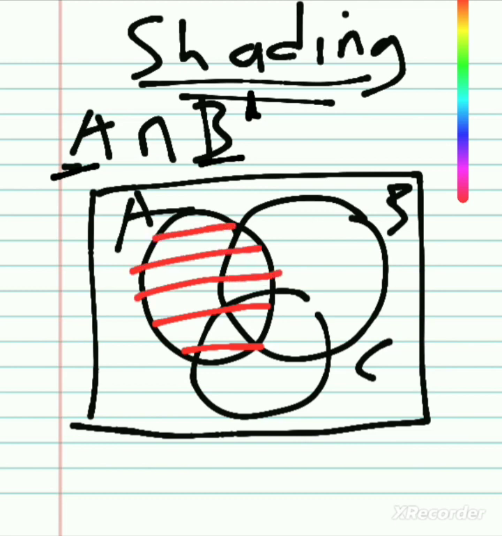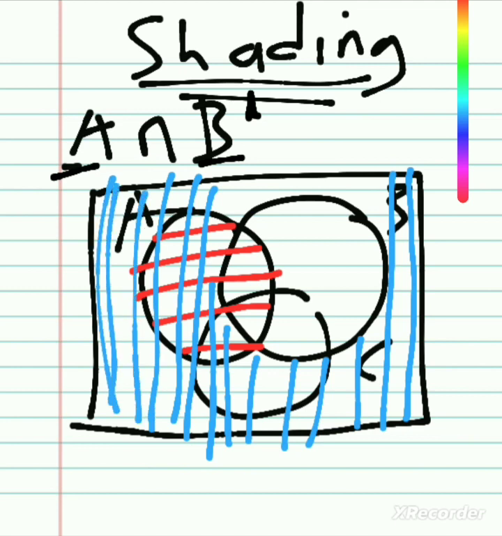B complement is everything outside B. So you avoid B at all costs. We're avoiding B, not A. So this is A, this is B complement. I mean, the blue is B complement, the red is A.